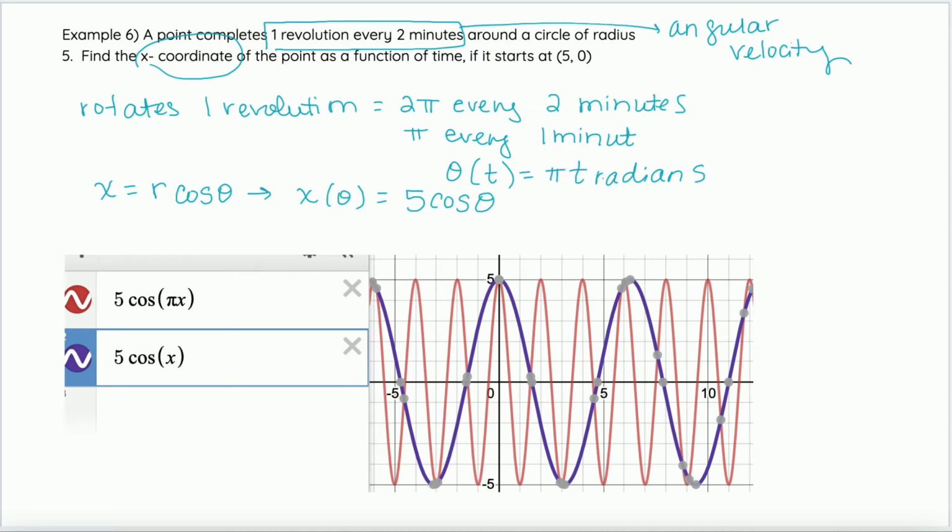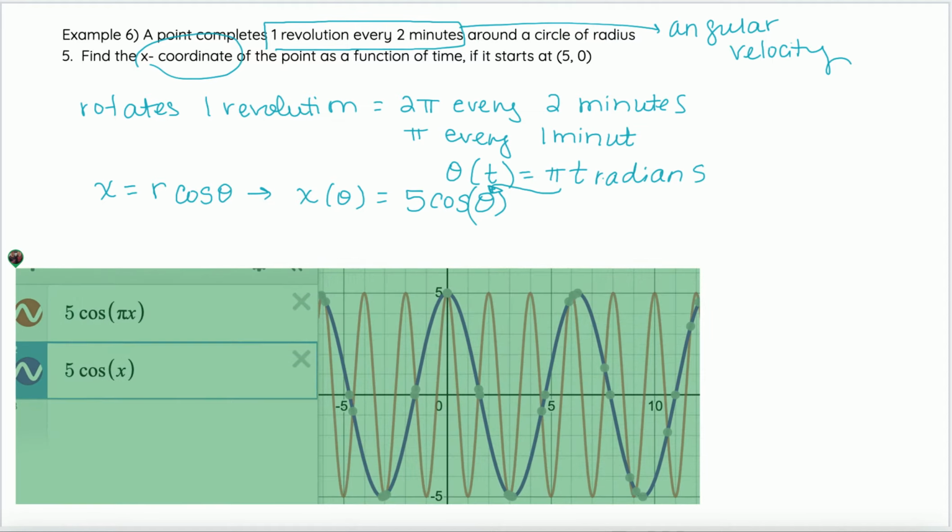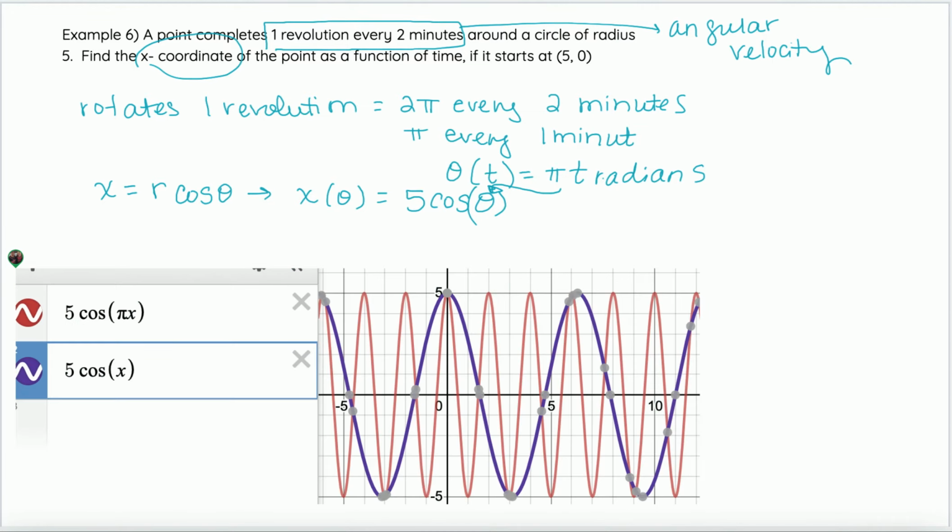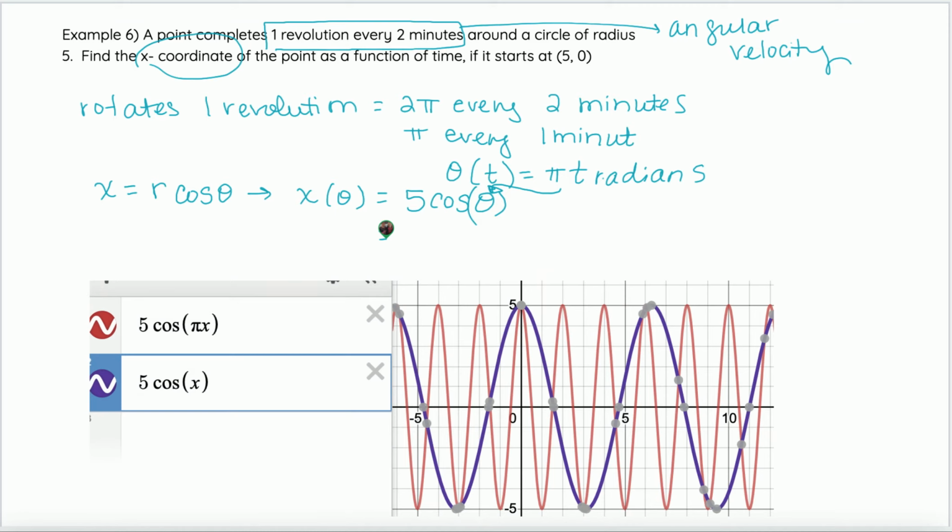What I'm able to do now is replace theta with pi t radians, since we know what theta is. So 5 times cosine of pi times t. In this instance, I used pi times x in decimals so that it would graph appropriately.